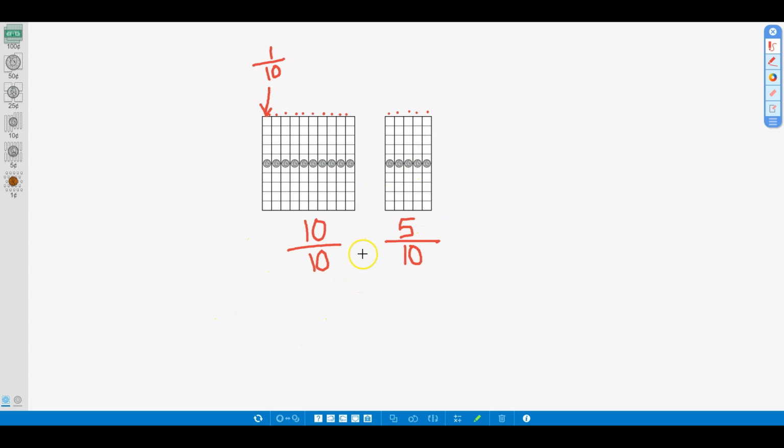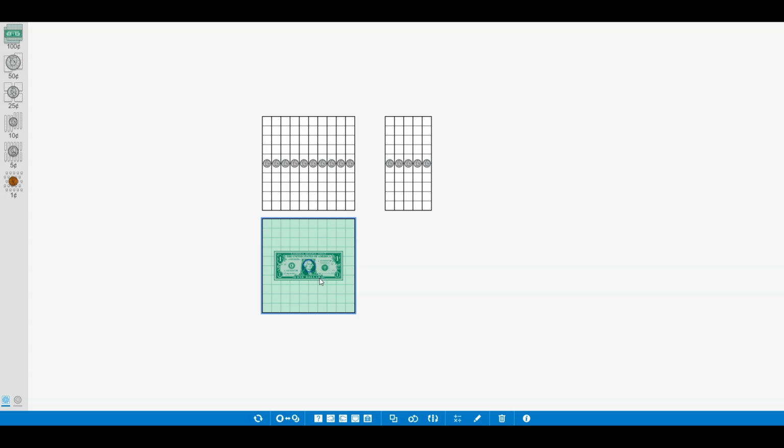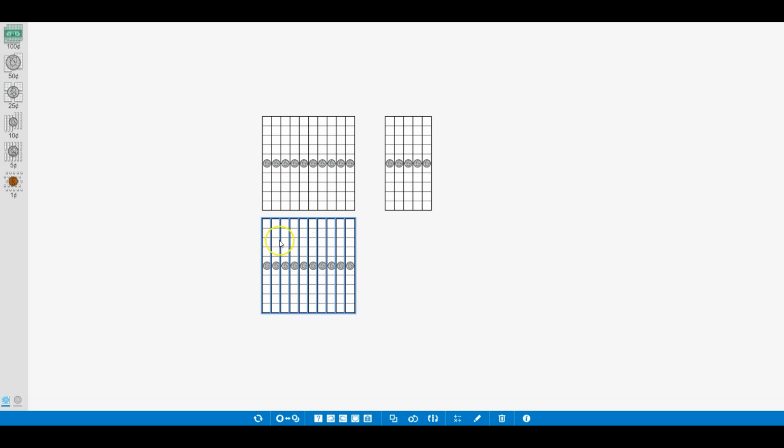Now some other cool features in this that you can do is you can click the hundreds grid, which is representing 100 cents or $1, and exchange that for 10 dimes. So if you go down here to exchange, you say you want everything to be exchanged for dimes. Notice how I just made that $1 bill into 10 dimes. That's the same thing as 10 tenths. And here I have my 5 dimes that are still left over.